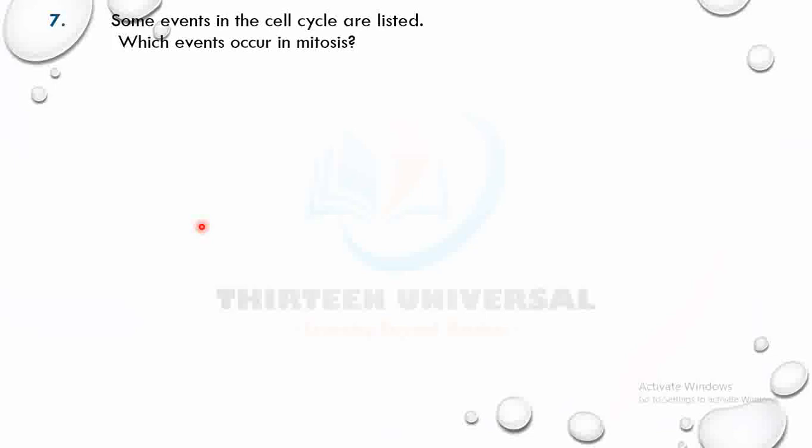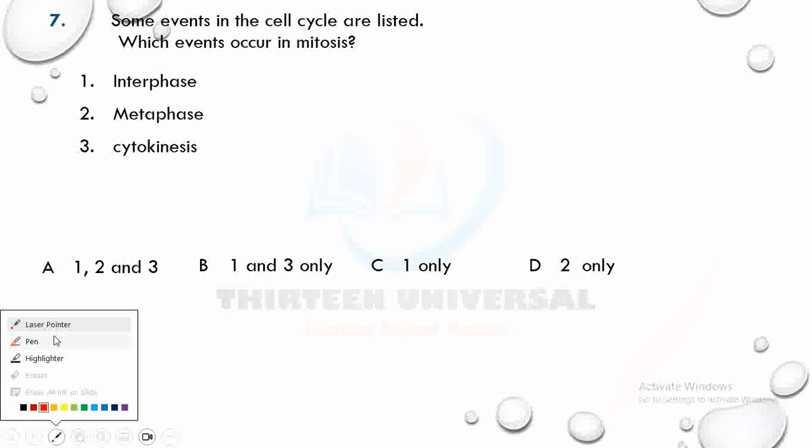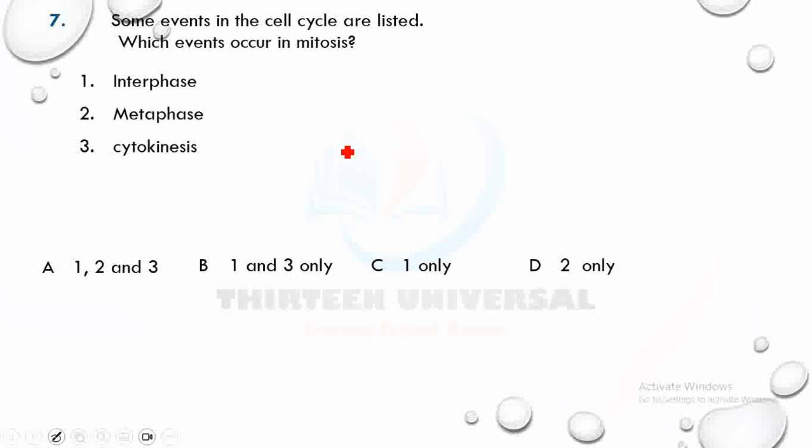Consider, some events in the cell cycle are listed. Which events occur in mitosis? Pause the video and try it. Which ones occur in mitosis, guys? Remember, this is the cell cycle. Sorry for that. You can see this part is mitosis. But that part is cytokinesis. So mitosis is this part.